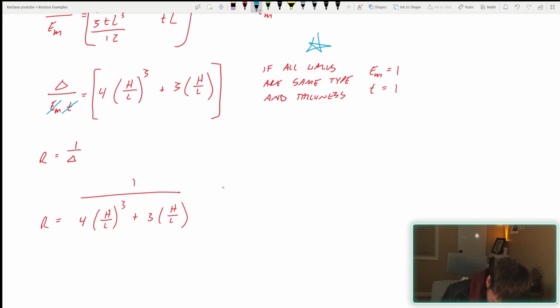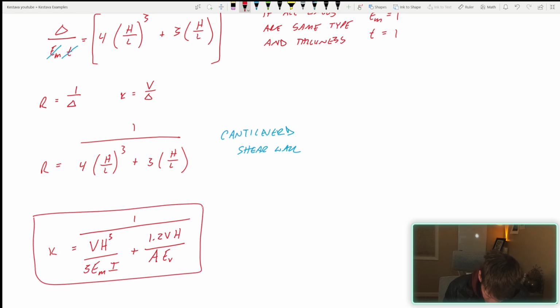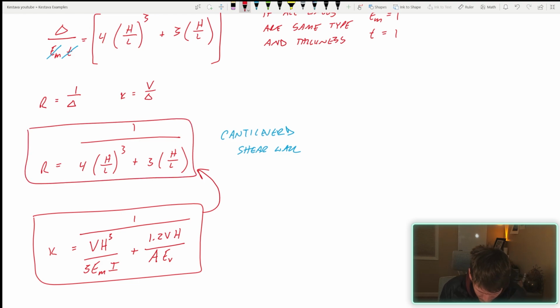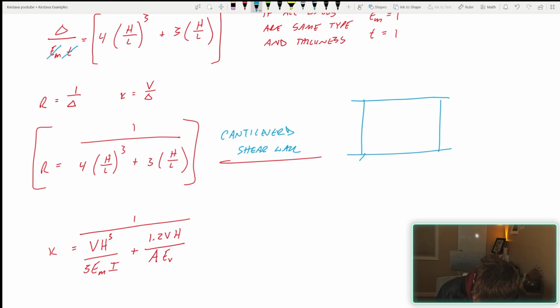Now, this is for a cantilevered shear wall. So in comparison, if I leave K as V over delta and rigidity equals 1 over delta, we went from this original stiffness equation to this rigidity equation. I know I'm using stiffness K and rigidity R, but they are in essence exactly the same thing for this type of calculation. Well, this is for cantilevered shear walls. But because we are going to need this for next time, what if we have a condition where we have a fixed shear wall?